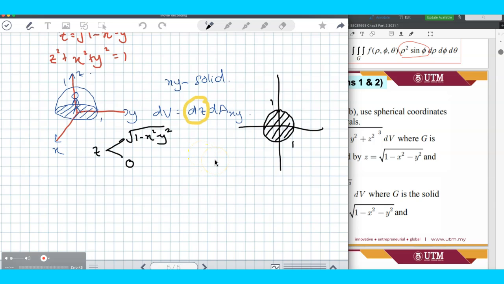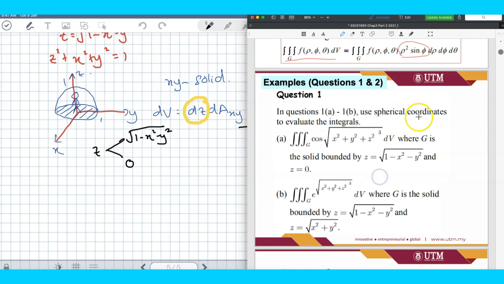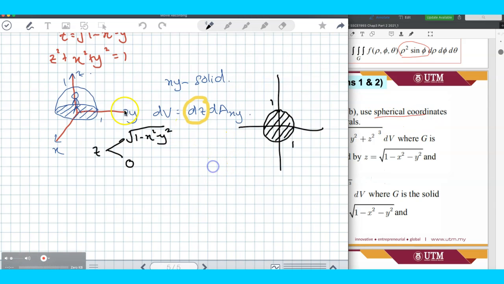Now we don't talk about the cylindrical coordinate, because this one also can be solved by cylindrical coordinate, but because the question here is asking for spherical, we don't bother about the r. We don't bother about the r, but we do bother about the theta. Your region will give you the theta, right? As we know, theta is the angle on the XY plane. Since we have a complete circle, theta should be from 0 to 2 pi.